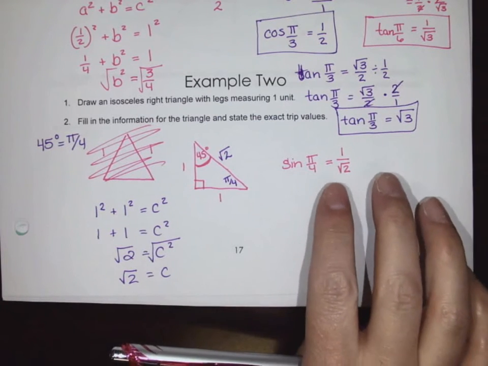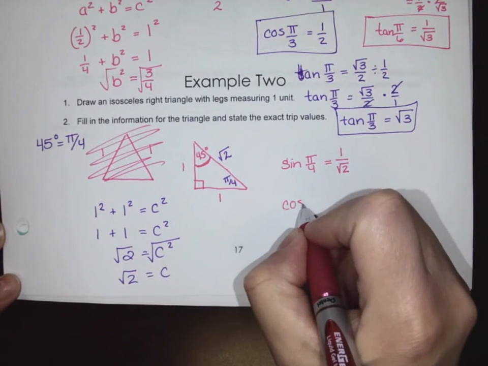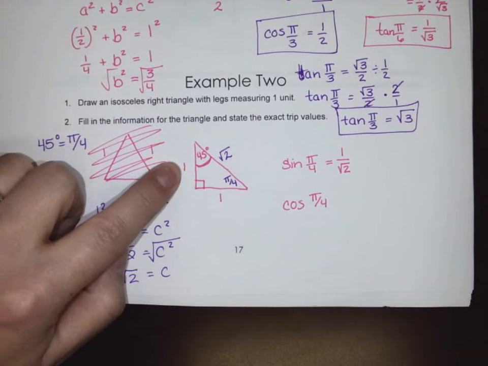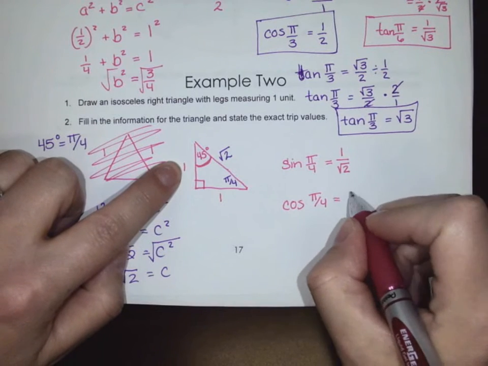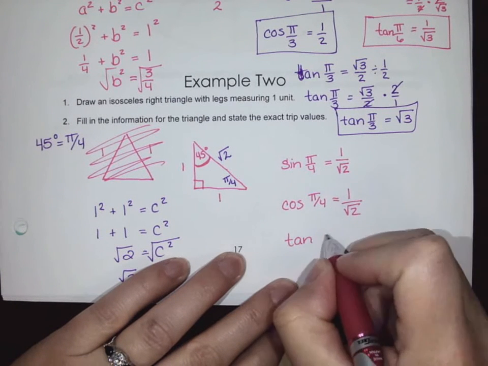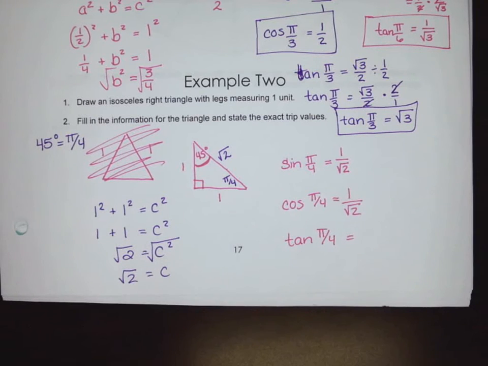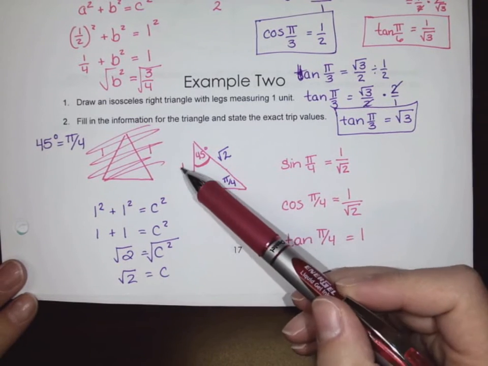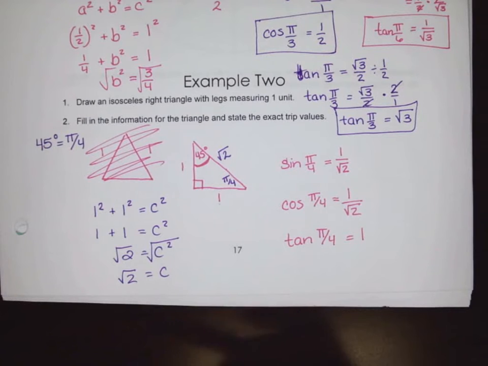Okay, we'll have to come back and talk about that in a second. Cos of pi over 4. What's the adjacent side? Still 1. What's the hypotenuse? Still root 2. Okay, let's do tan. I'm going to let you guys figure out tan all by yourself. Opposite is 1, divided by the adjacent, which is also 1, is 1.